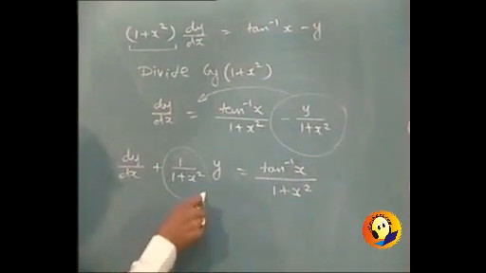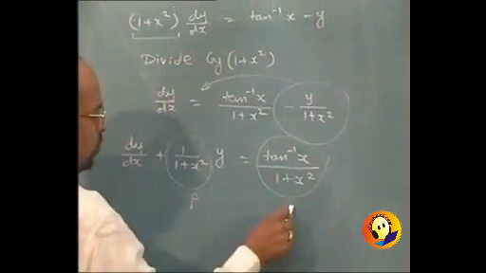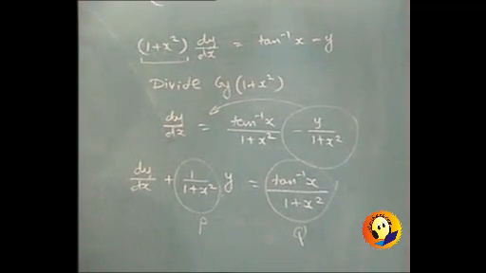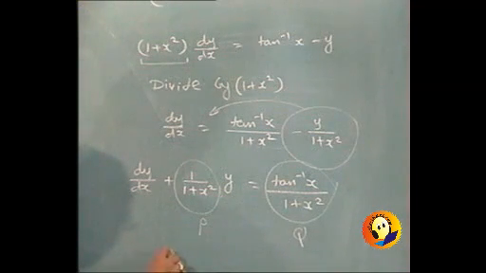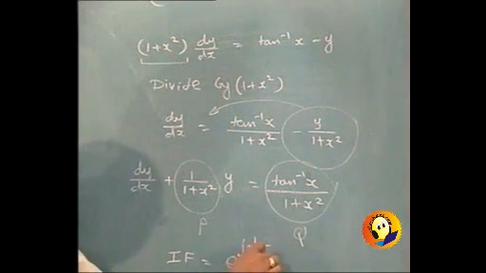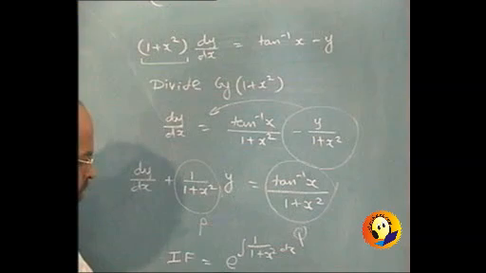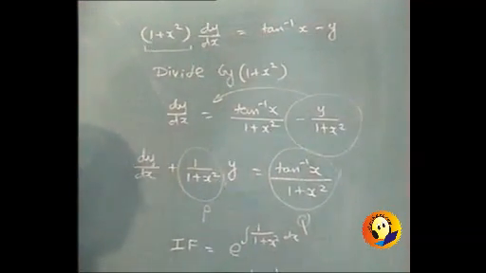Now it is a perfect match with the given form. This will be p and this is going to be q. It is form number 1 only. P and q should be functions of x, and so the integrating factor by the formula will come out to be e raised to integral p dx, that is 1 upon 1 plus x square dx. Integration of 1 upon 1 plus x square is tan inverse x, so the integrating factor comes out to be e raised to tan inverse x.